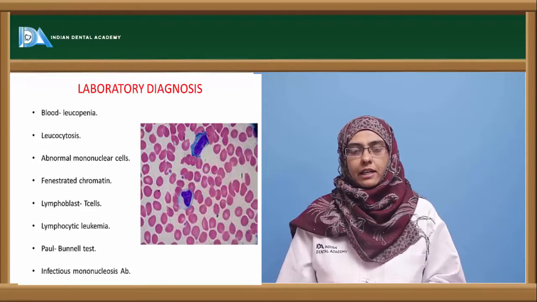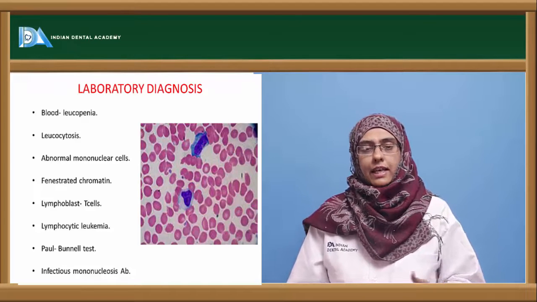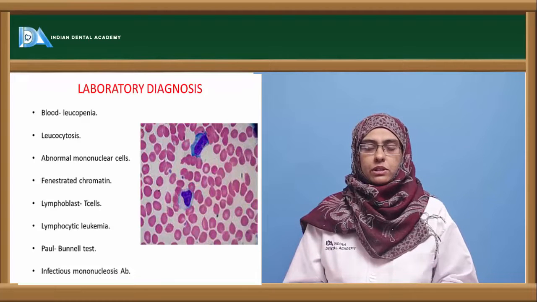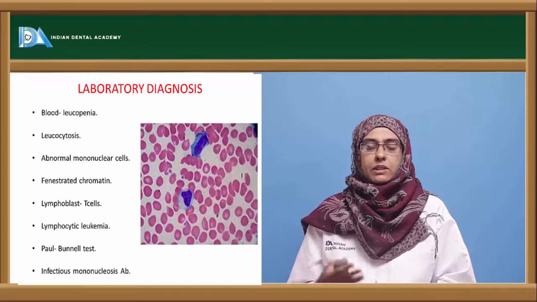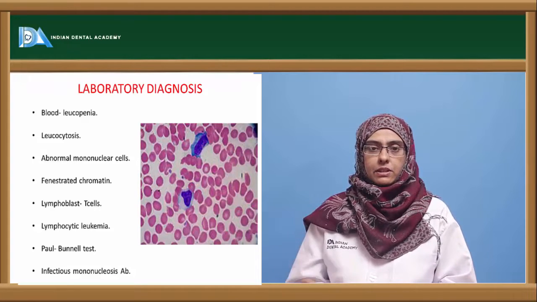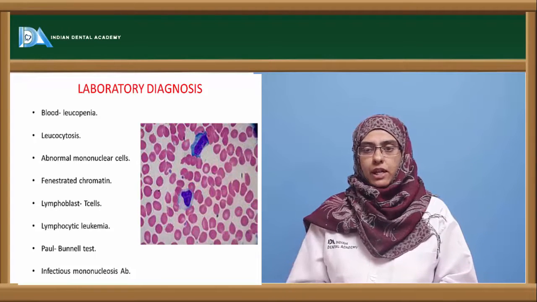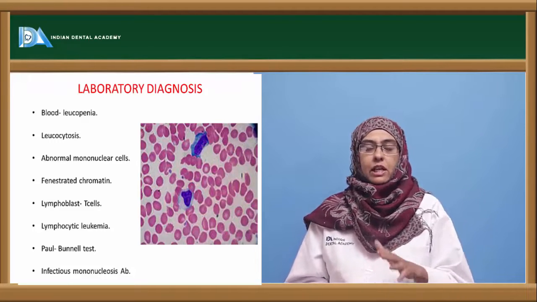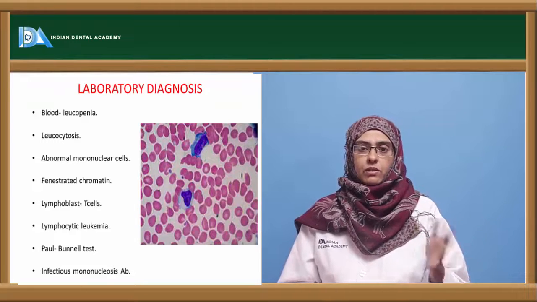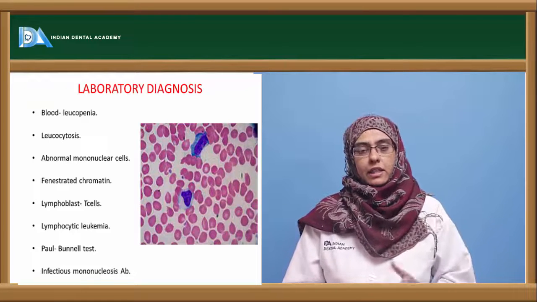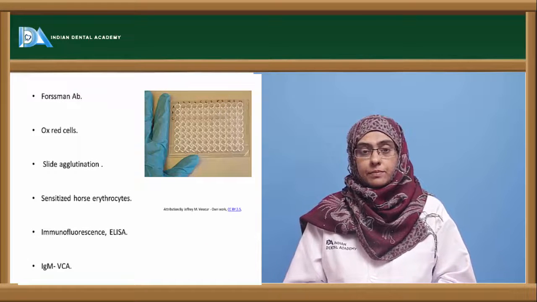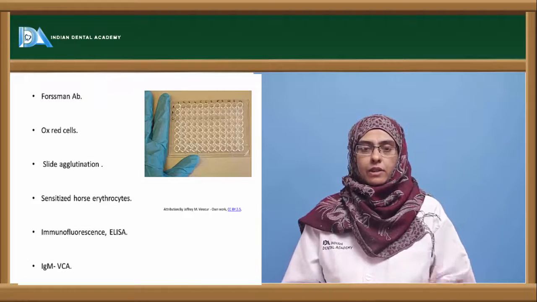And recently a new type of technique has been developed, which is called the Paul Bunnell test, where you can use the inactivated serum of the individual and mix it with the 1% dilution of the sheep RBCs to identify the positive reactions. And here we make use of the ox red cells in order to confirm the reports of the Paul Bunnell test. And in case of infectious mononucleosis, the antibodies can be demonstrated with the help of the ox red cells.